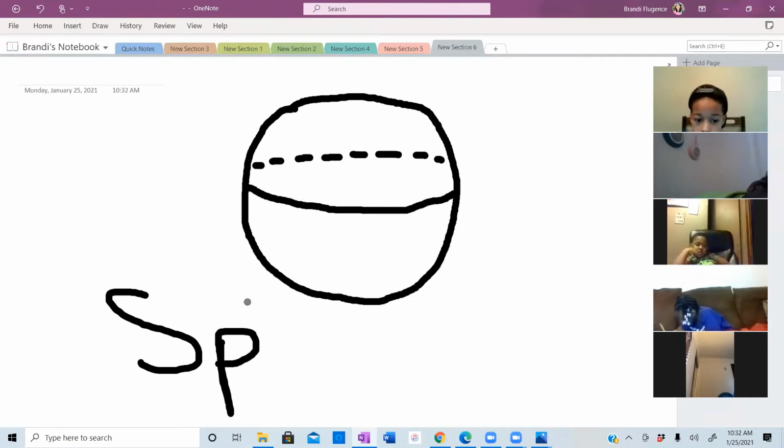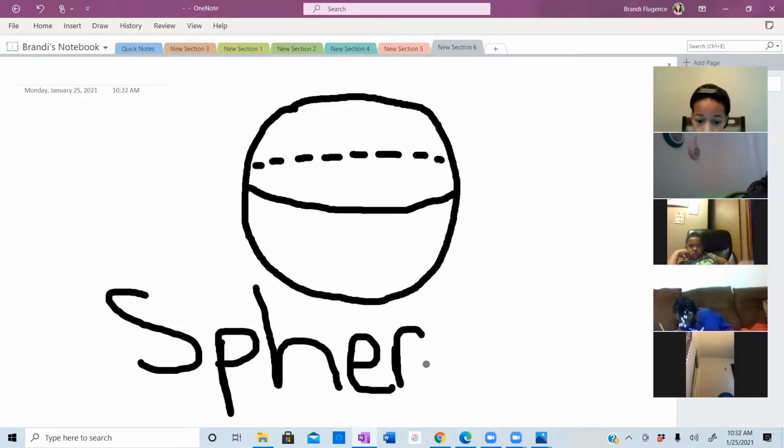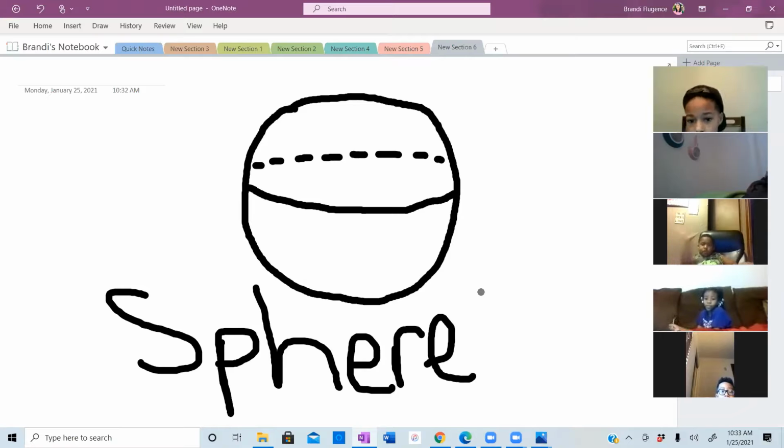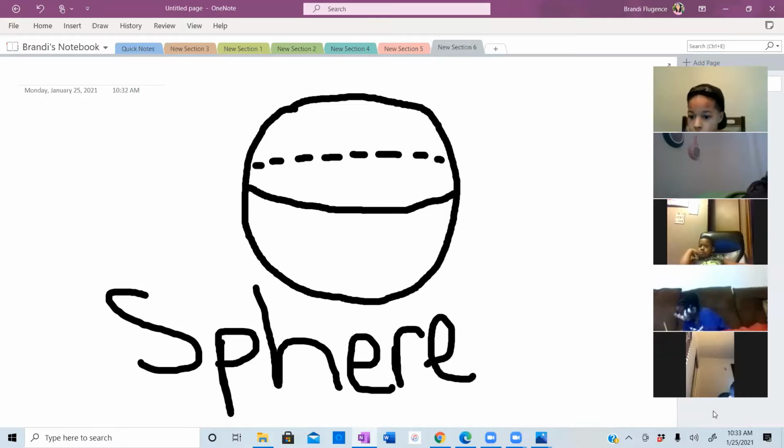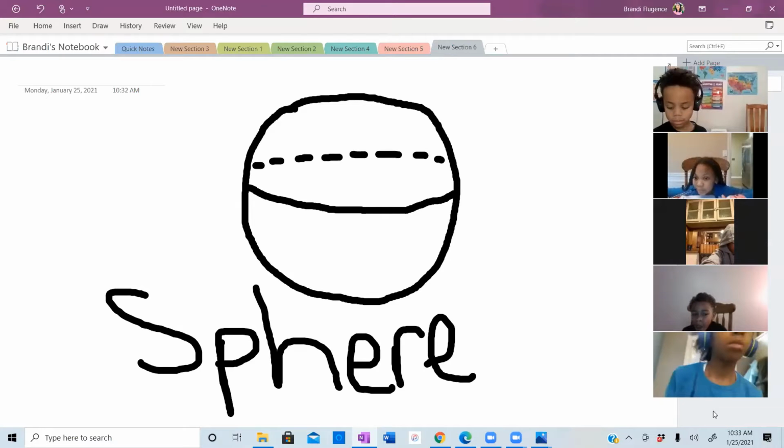Is that a basketball? So who knows how many faces a sphere has? 0. None. This is a circular shape, so it has no faces at all. So this is a sphere. Good job. Thank you for those who are writing them down. You will see them in your book, and they'll be on your test. And you do have a page in your book.